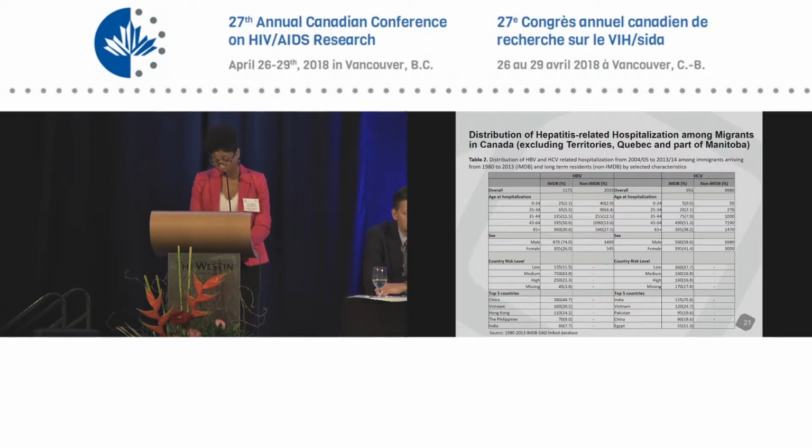Now, for both groups, we see that males were prominently represented, and as predicted as well, medium to high-risk countries had a higher proportion of cases. And that's what the arrows show here.